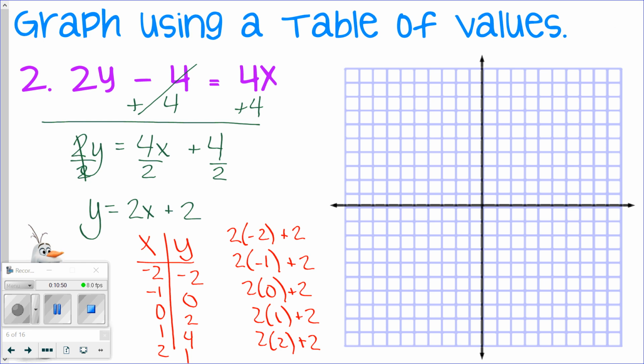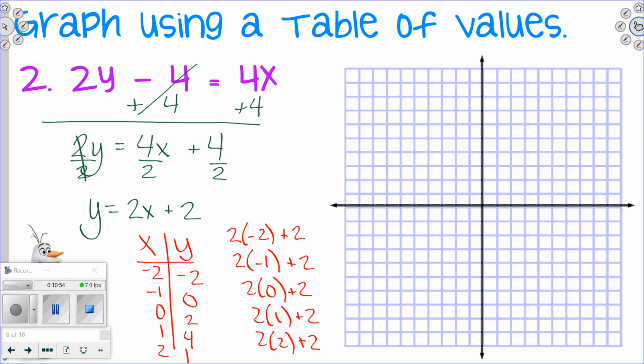Whoops. I hit the bottom bar and it put it back. All right. 6.